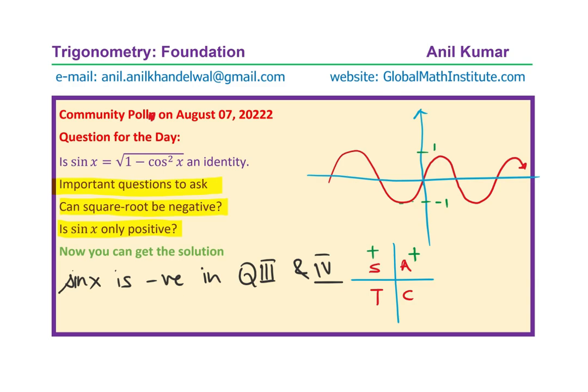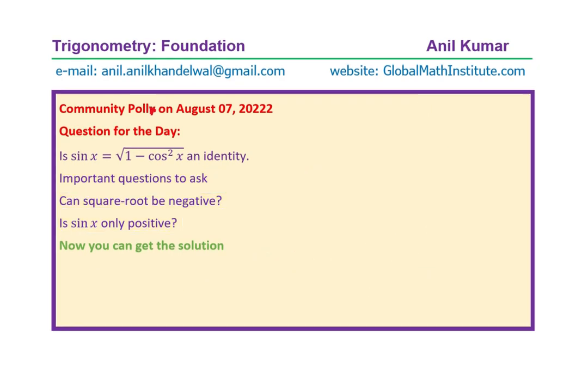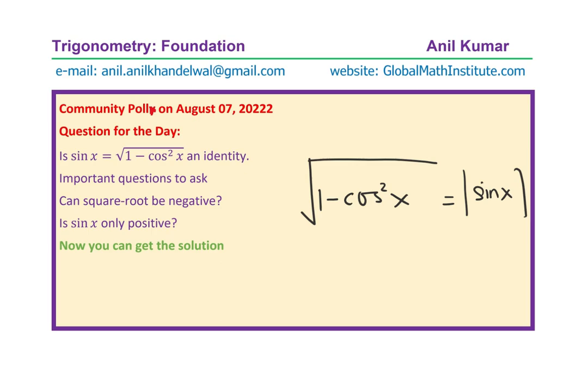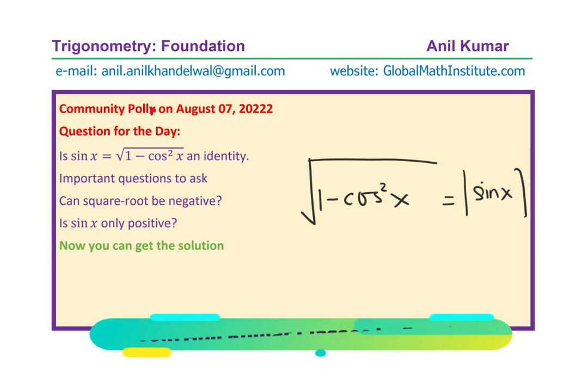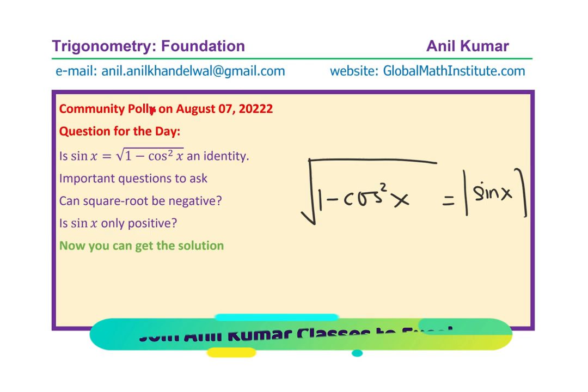So what could be the identity? Can you tell me that? If the square root of 1 minus cos square x is not equal to sine x, then what is it equal to? It is equal to the absolute value of sin x. You get the idea. It is equal to the absolute value of sin x, not just sin x, because it is always positive. Perfect.